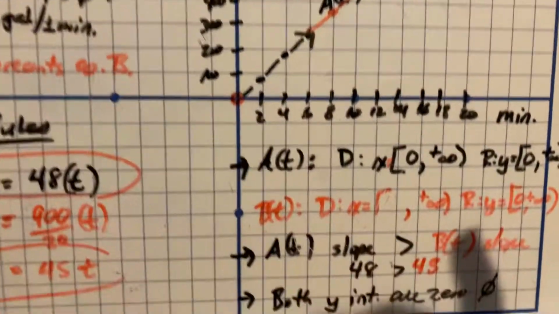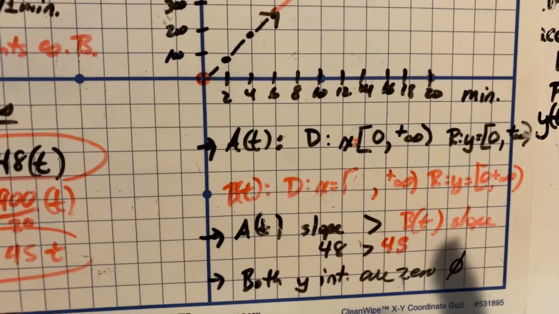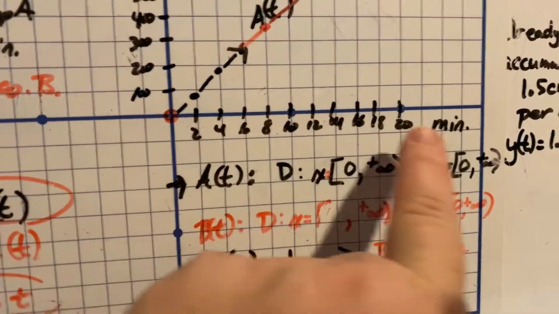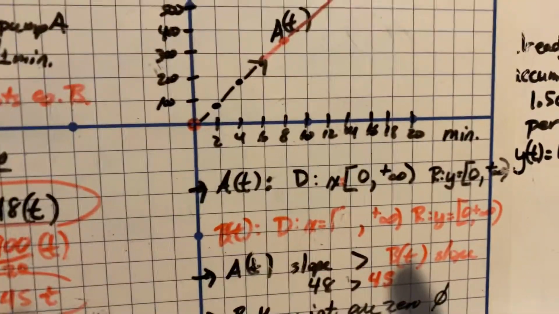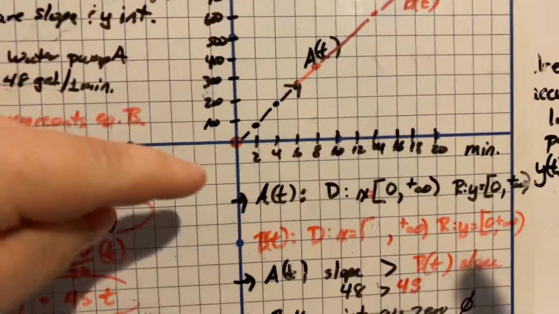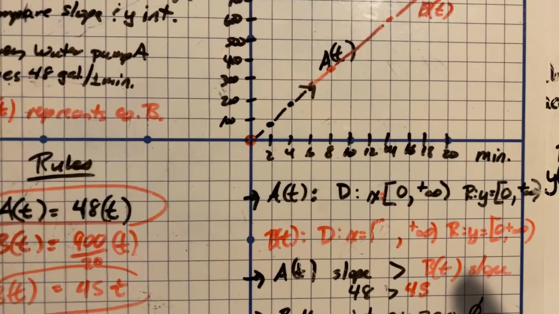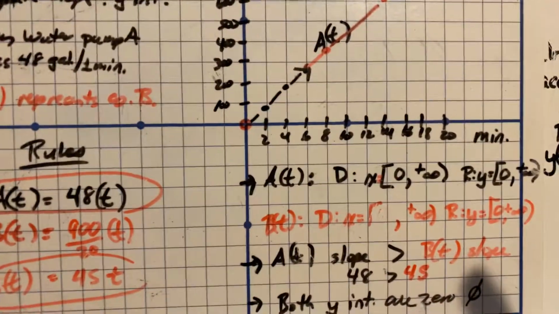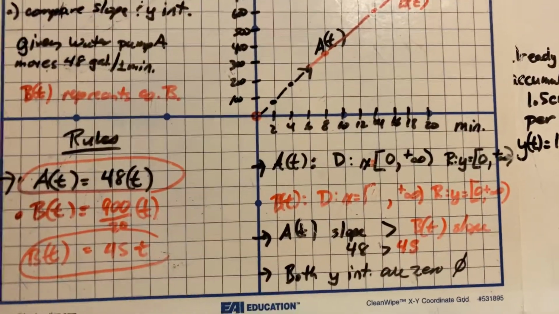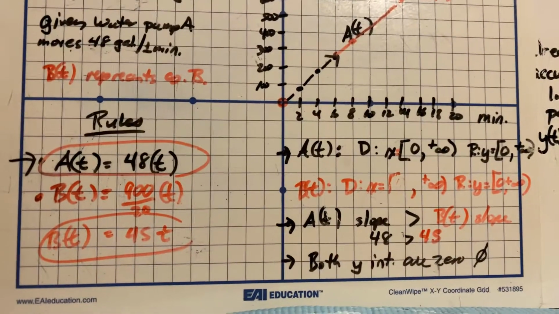Let's compare, please, the domain and the range as they've asked. For A of T, the domain is X goes from 0, but there really is no limitation on minutes, and so we're going to put positive infinity. The range will go from 0 also to positive infinity because in theory, we could pump that water out forever, although we know in practicality that is not in fact true. We would eventually run out of water.